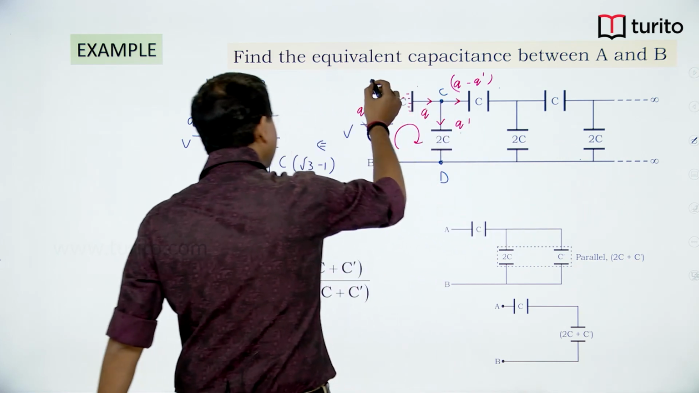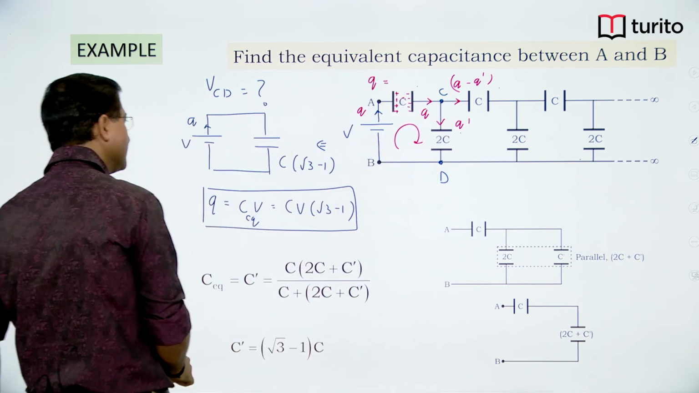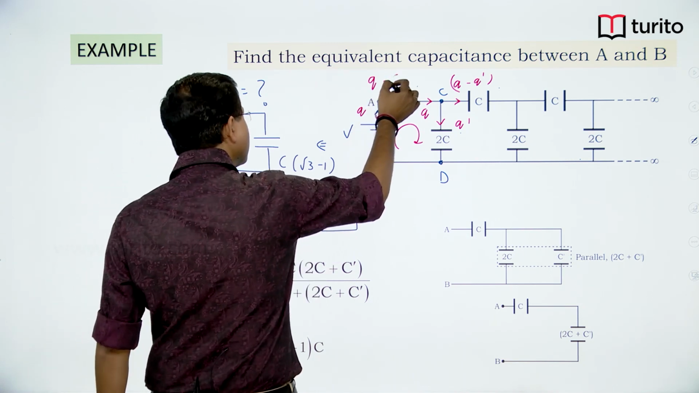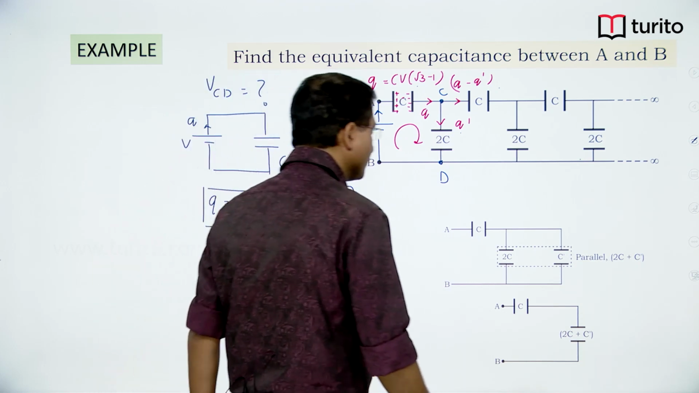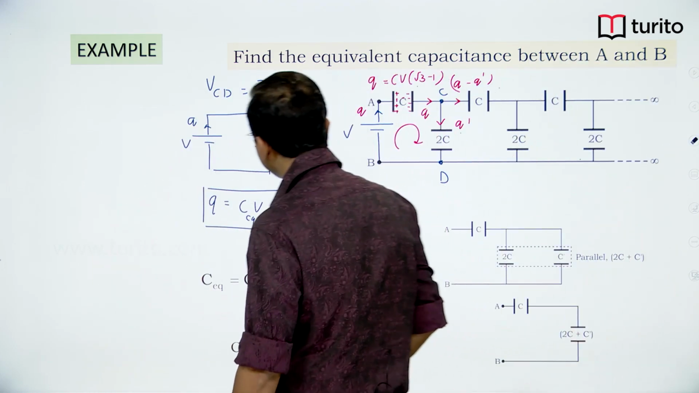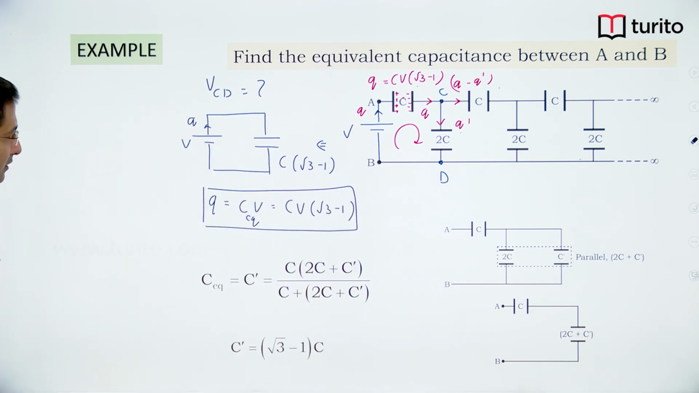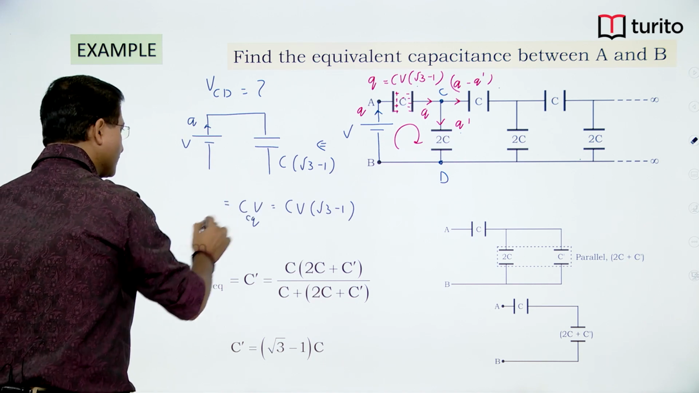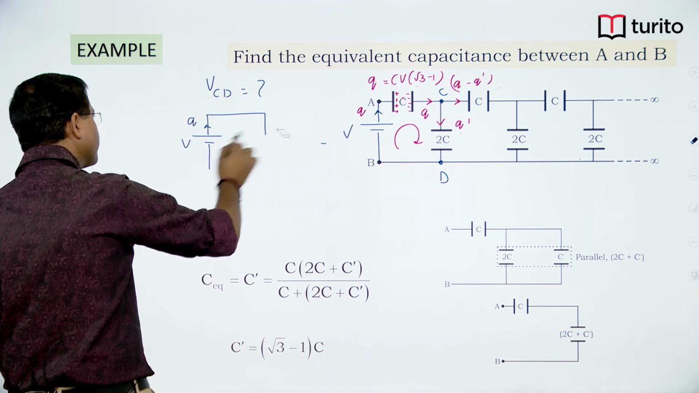So this charge, I will write it separately, this charge we are getting is CV(√3 − 1), CV in bracket root 3 minus 1. Now I will use this result to find VCD. So this first part is over, now the second part.